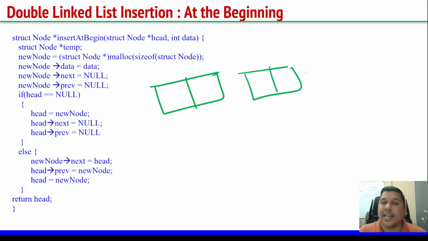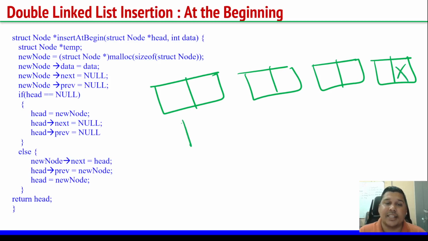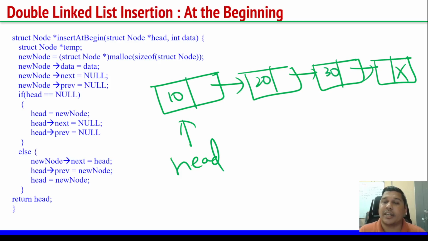So, if I have a single linked list like this, I know definitely this is my head pointer and this will be null, and this is linked in this way. I have elements 10, 20, 30 and 40 here. Now, how do we insert an element at the end of a single linked list?